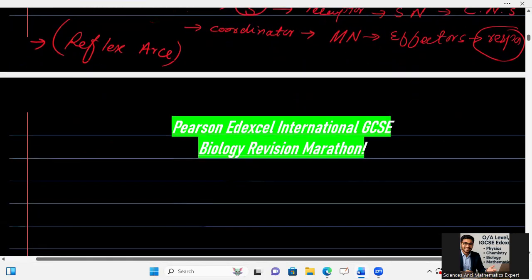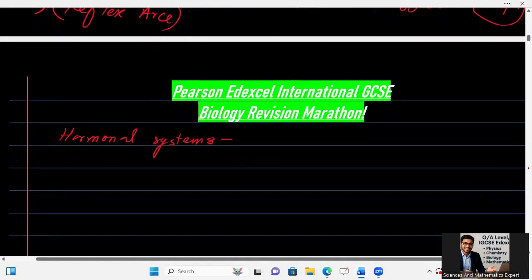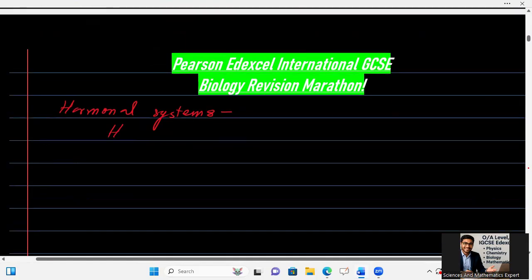After that, there is the hormonal system. The hormonal system is a slower coordination, where chemical messages are carried in the blood. Like insulin lowers blood glucose, glucagon raises blood glucose, and adrenaline, the fight or flight hormone, is present in our body. After that, there is the process of homeostasis, maintenance up to a balanced limit.